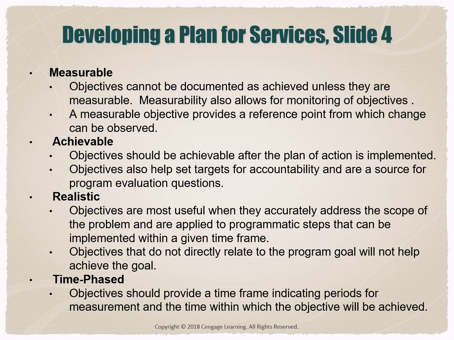Measurable. The objectives cannot be documented as achieved unless they are measurable. So measurability also allows us to monitor the objectives. Measurable objectives provide a reference point at which the change should be observed. They need to be achievable, meaning that objectives should be achievable after the plan is implemented. This also helps set targets and accountability and is a source for program evaluation.